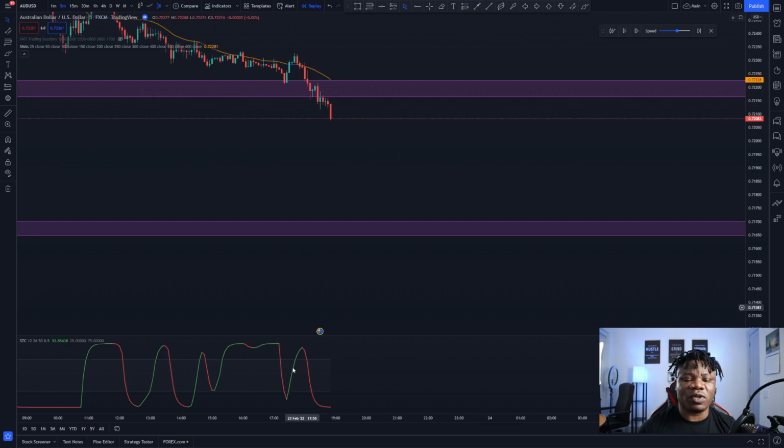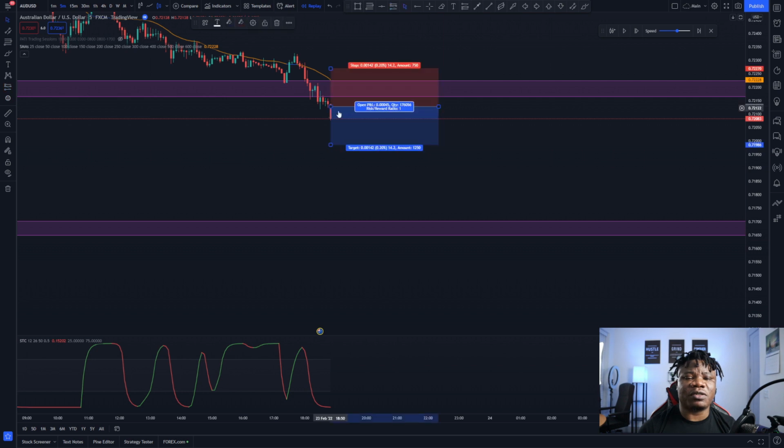So right over here we can see the STC indicator is red. We have all our confirmations met. Our entry will be right over here. We would have had our entry right over here.